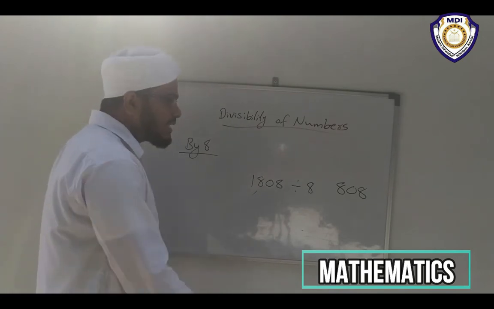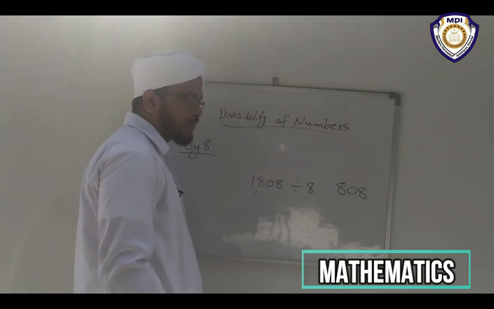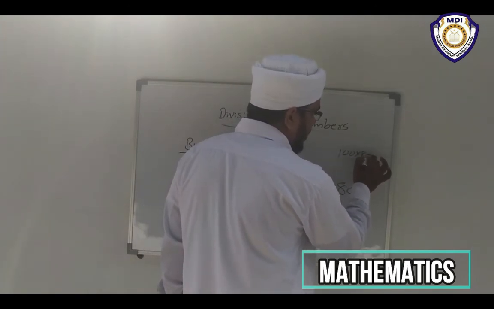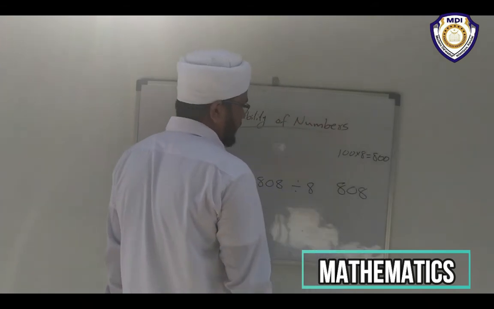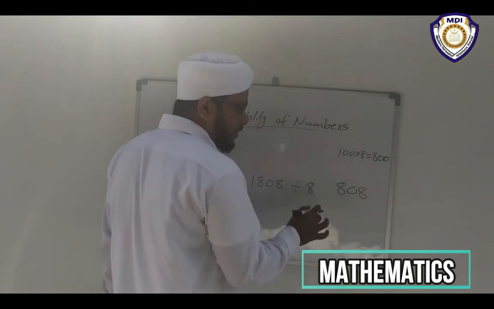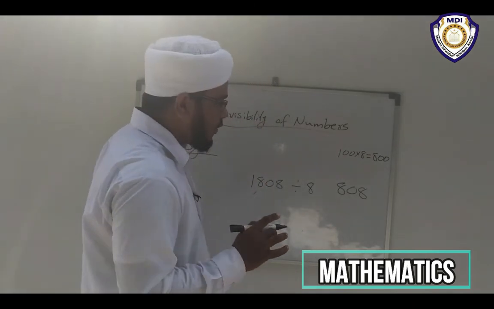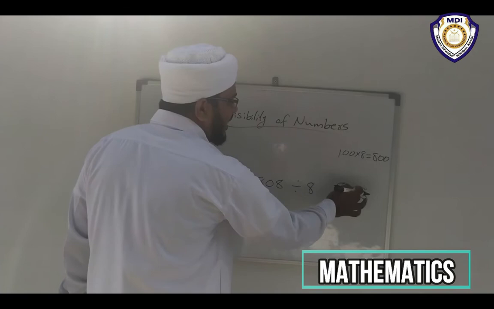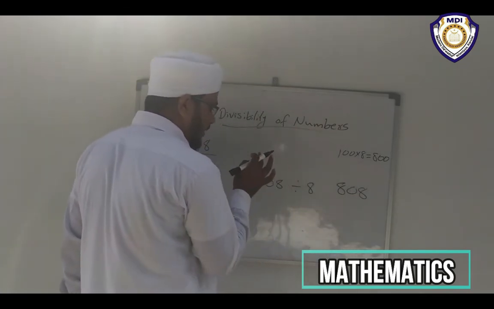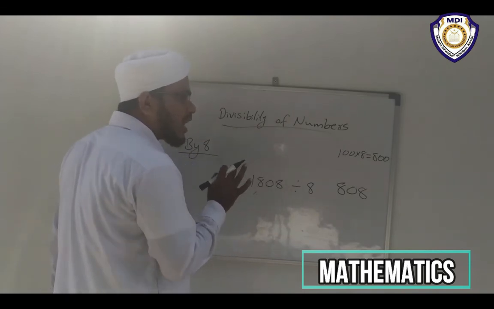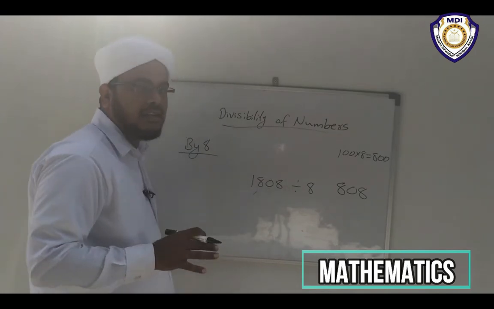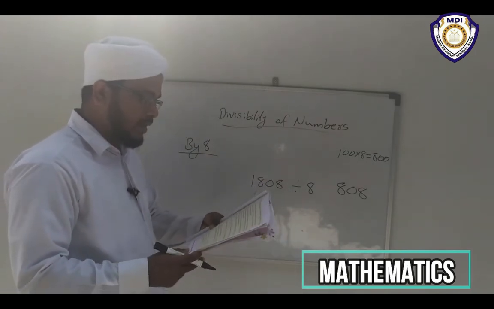808. Is it divisible by 8? Sure. 100 times 8 is 800. Then plus 8. Then there is one 8 in 8, so it is divisible by 8. Then this number is also divisible by 8. Okay, that is the condition.